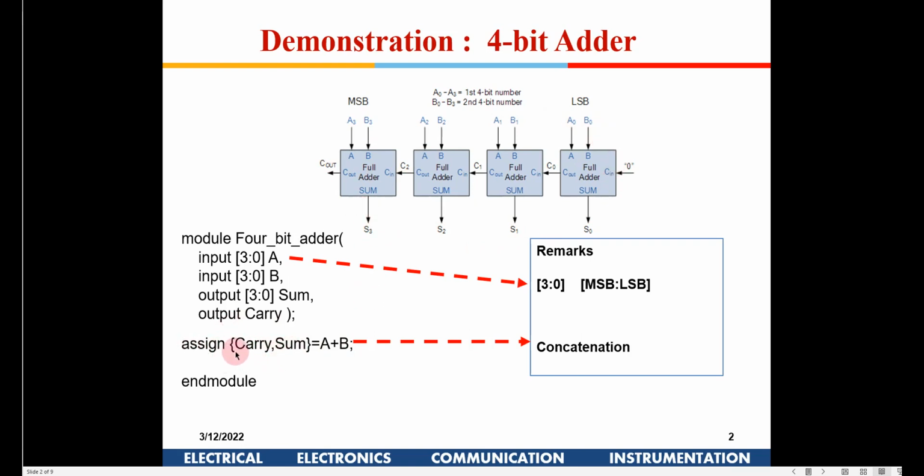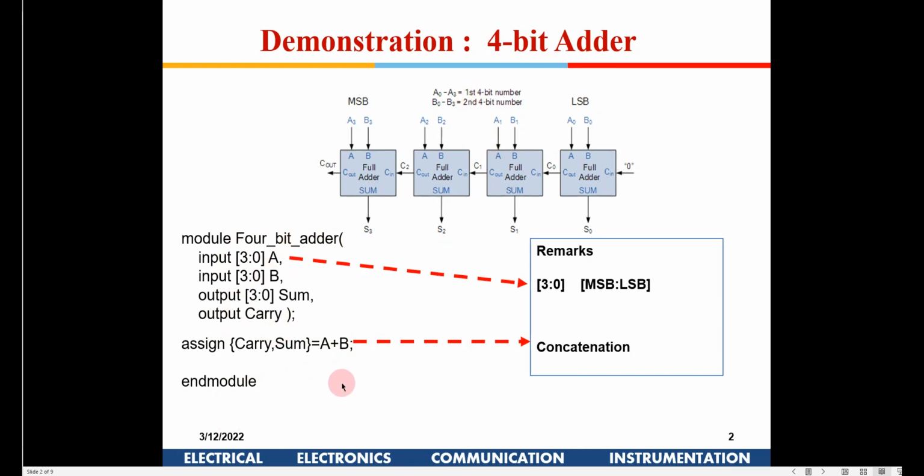So this is a very powerful tool. We are not defining any gates, we are just writing dataflow modeling, and using concatenation here. You just have to write A plus B, sum and carry. A is 4-bit, B is 4-bit, sum is 4-bit, carry is 1-bit. Once you do the addition, the expected result is 5-bit, so the MSB will automatically come in carry, and the lesser significant 4 bits will come in sum. This is how we can directly write a program for a 4-bit adder.